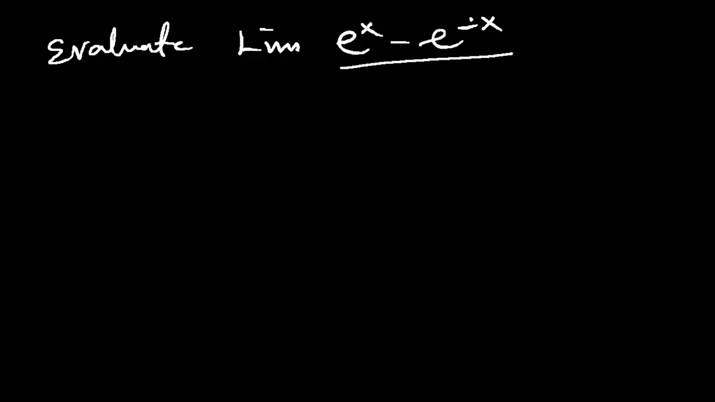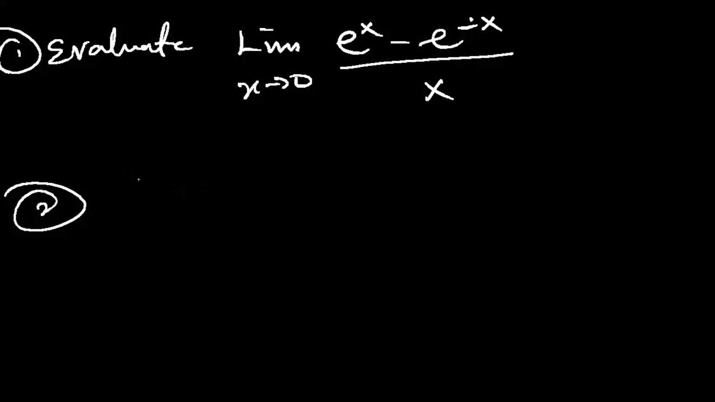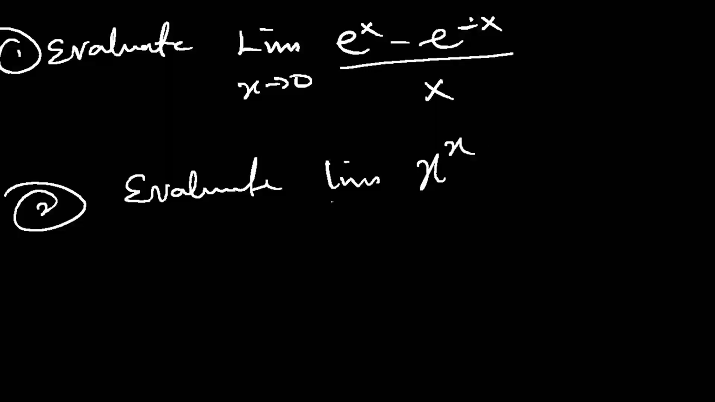So evaluate the limit of e to the power of x minus e to the power of negative x, divided by x, as x tends to 0. So try this, and you can as well try this. Evaluate the limit of x to the power of x as x tends to infinity.